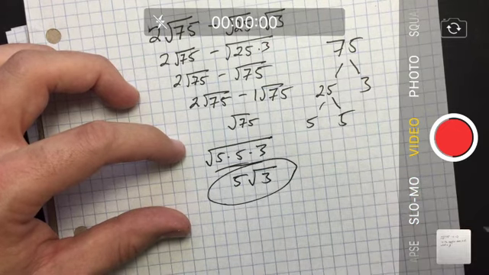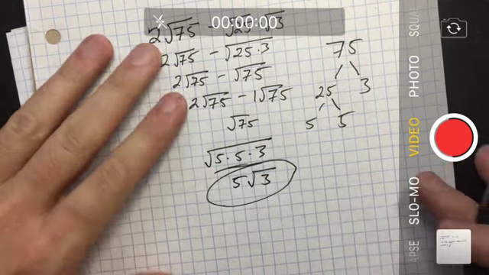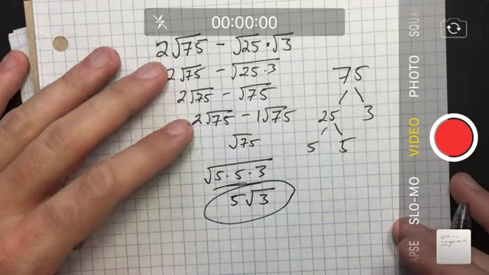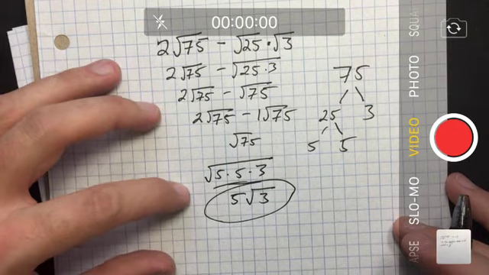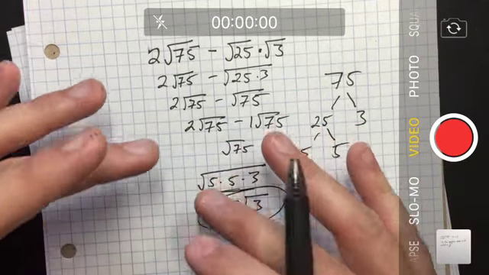Okay, so that's our last radical question. It's very difficult material because it's kind of a side step from multiplication, division, addition, and subtraction.